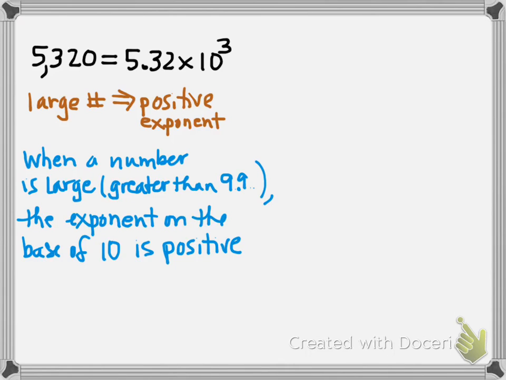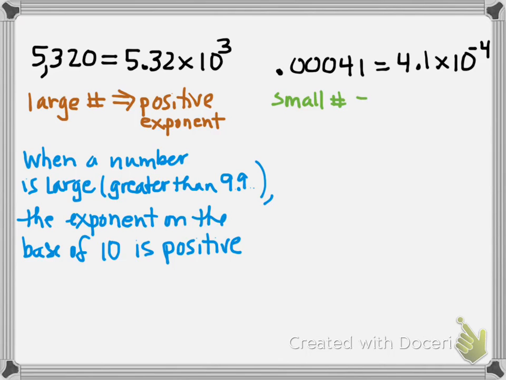Okay. Let's try another one. Let's see, 0.00041. In scientific notation, that would be written as 4.1 times 10 to the negative fourth power. So what kind of number would we say that 0.00041 is? Large or small? Small. It would be considered a small number because it's less than 1. And what kind of exponent did we get? Negative. We would get a negative exponent.